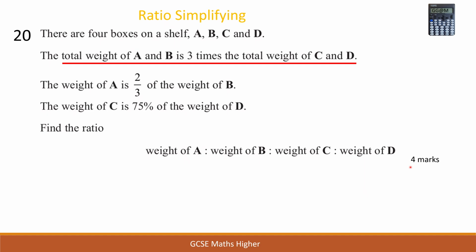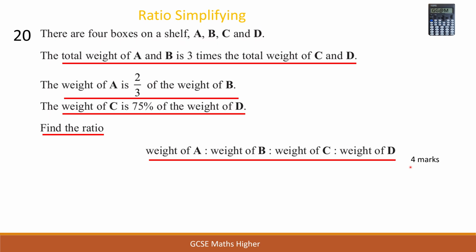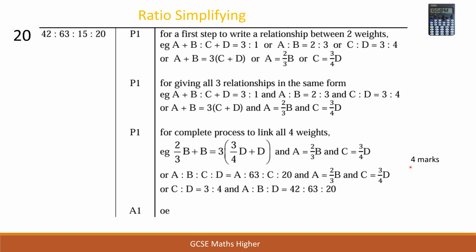The key words are that the total weight of A and B is 3 times the total weight of C and D. The weight of A is 2/3 of the weight of B. The weight of C is 75% the weight of B. And you've got to find the ratio of A to B to C to D, or the weights of each of those. So you should have found your answer was 42 to 30 to 63 to 15 to 20.